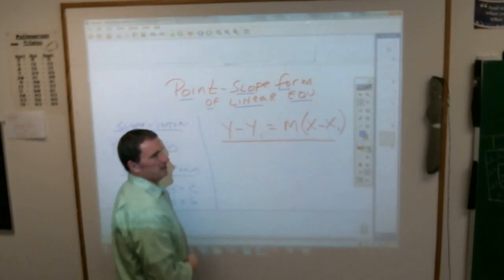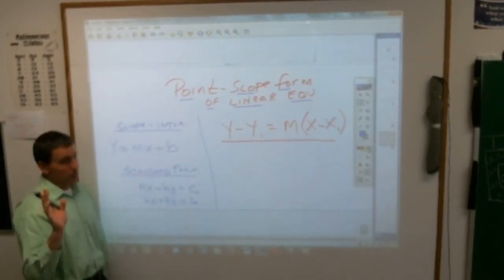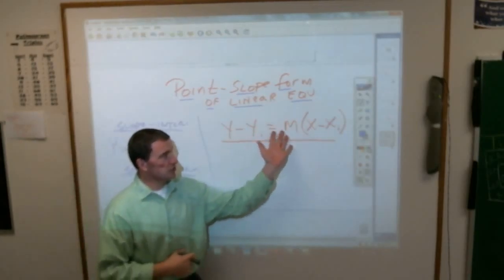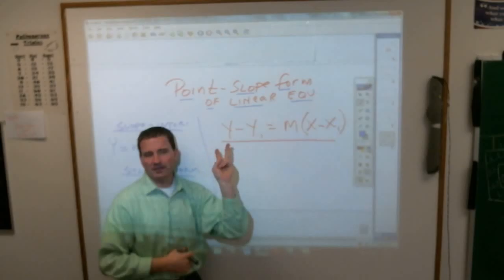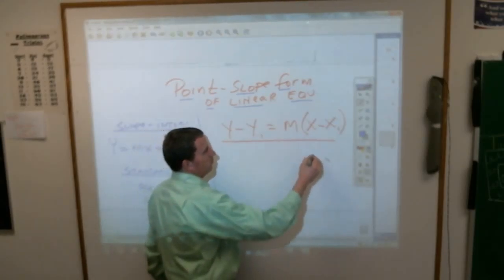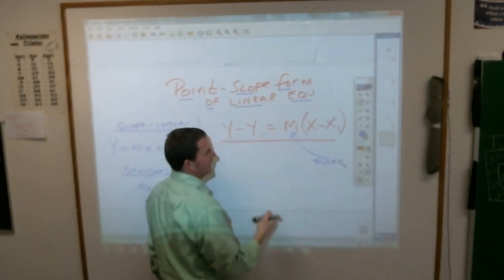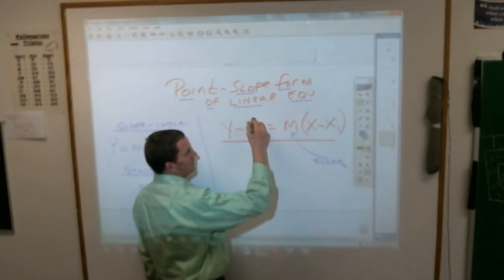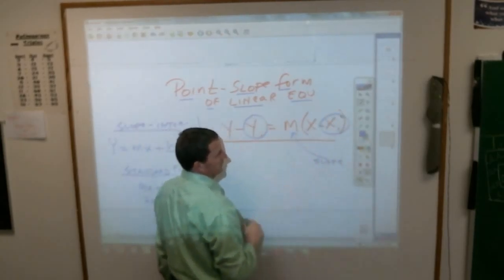And really, it's kind of a no-brainer sort of thing, because in order to write an equation using these, you just need to know the slope of the line and you need to know one point on the line. Because this is where the slope goes, and this right here is the number that you plug in when you know the point.